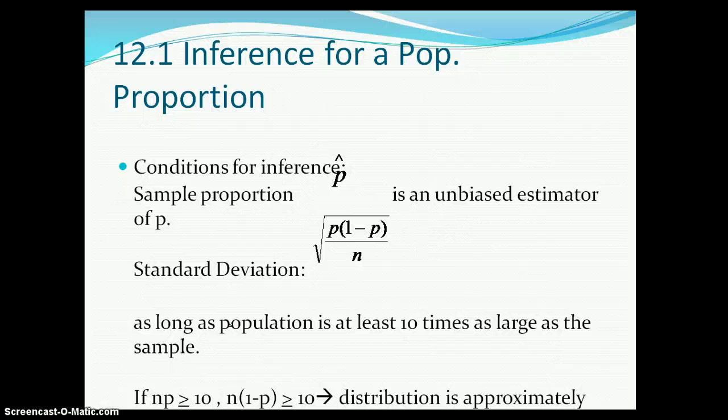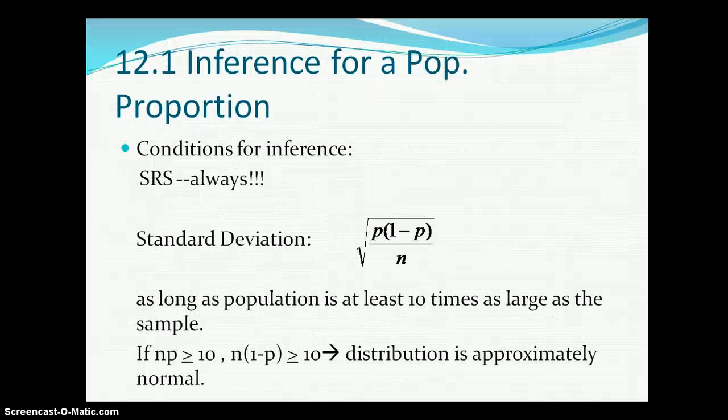So when we're dealing with inference for a population proportion, or hypothesis testing, of course we have conditions. Okay, I changed my slide a little bit so it's a little neater. So we have our conditions for inference. Always, always, always simple random sample or an experiment. Randomization is one of the most important pieces in any hypothesis test.